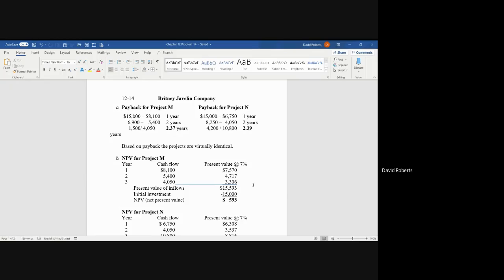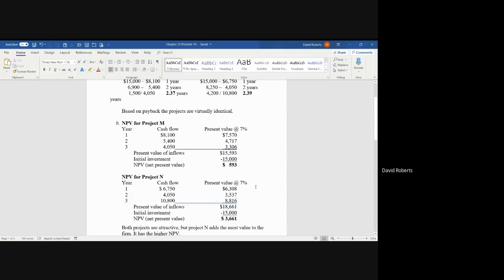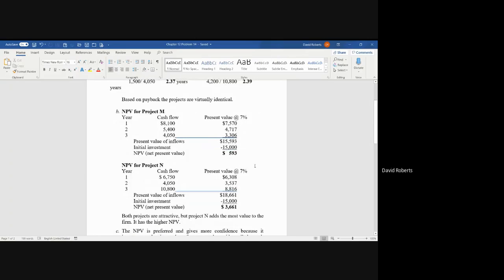As I mentioned in 12-11, you consider the cash flows to be even throughout the year, so you wind up with 2.37 years. You do the same kind of process for N, and they're almost identical, 2.37 and 2.39. You have to remember you're doing cash flow projections, and you're hoping that you're correct. Now, you can do this, and we'll use Excel for this, but I'm also going to show you at the bottom how to use your calculator.